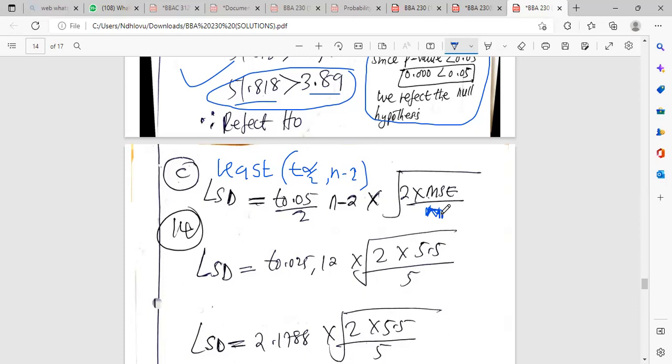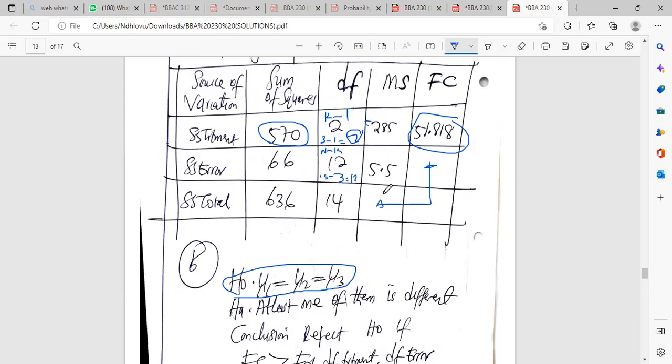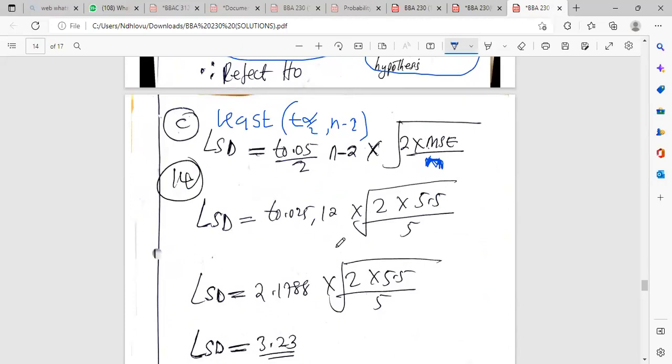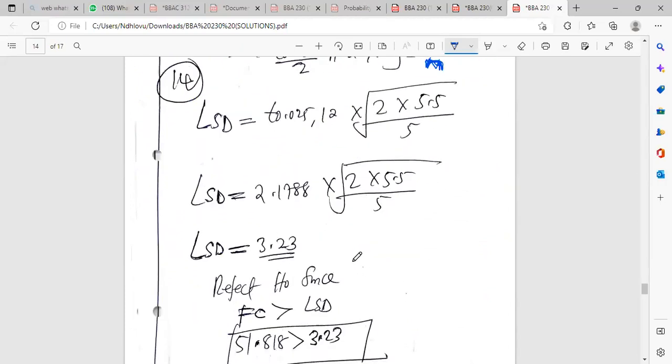They are saying use the Fisher process to test the significant difference between the means of the brands. Each of those brands has N of 5. That's where the 5 is coming from. This MSE is the mean square error, which you can get from the table. The mean square error is 5.5. So you can now substitute there and find the LCD.